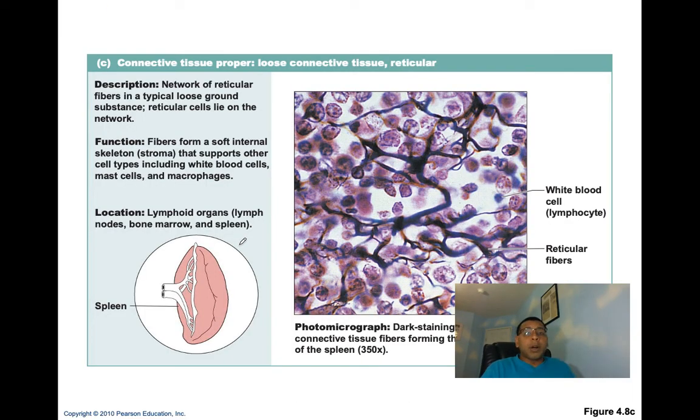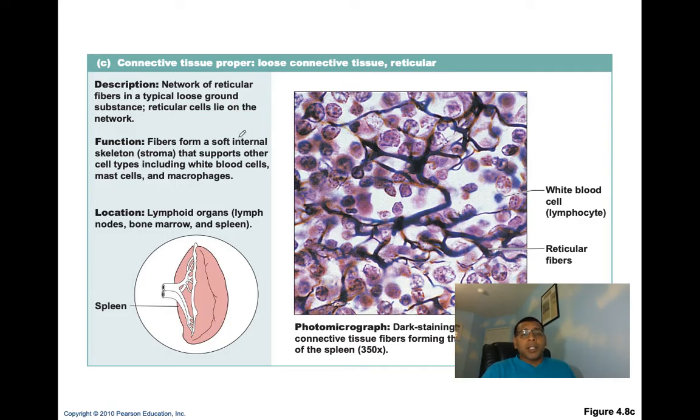Next thing we have what we call reticular connective tissue. When we talk reticular connective tissue, it's going to be described as a network of reticular fibers. You can see here all these fibers. It's a network of reticular fibers that are going to be found in a typical loose ground substance. And these reticular cells are going to be found lying on the network.